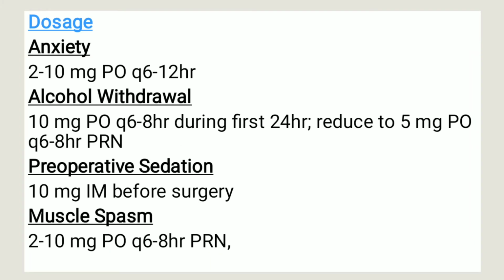Dosage. Now the dosage will be determined by the type of condition being treated. So the adult dose in anxiety, it's usually between 2 to 10 milligrams per oral every 6 to 12 hours. In alcohol withdrawal, the dosage is 10 milligrams per oral every 6 to 8 hours during the first 24 hours, and then it can be reduced to 5 milligrams per oral every 6 to 8 hours when needed.